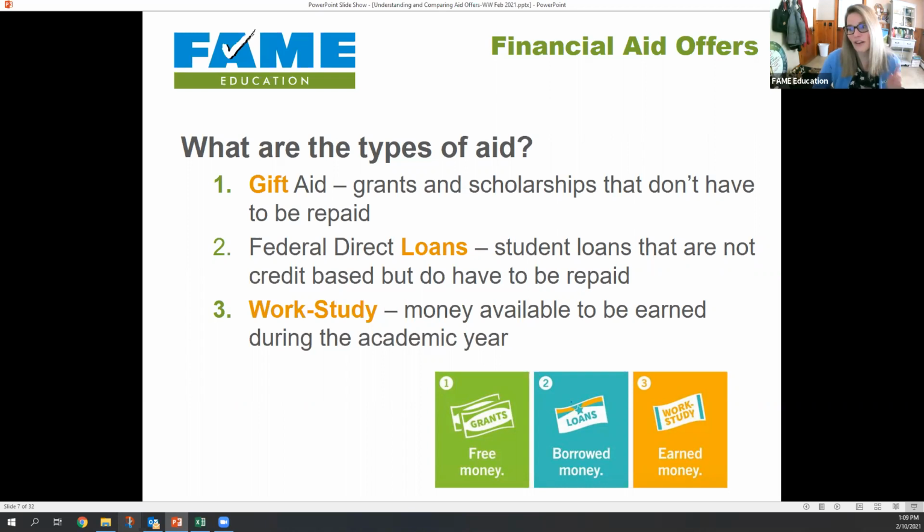An important note here, and I'm going to touch again on this later, but it's important to say that the work study offer will show up as part of the financial aid package. It does not come off the bill. So that's a really important thing to stress with families.